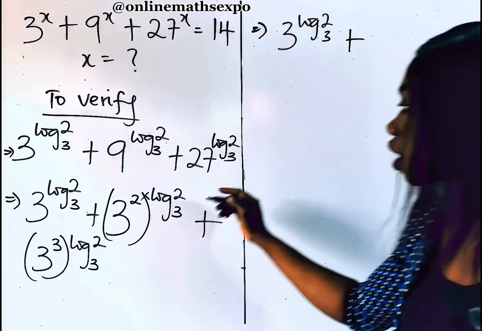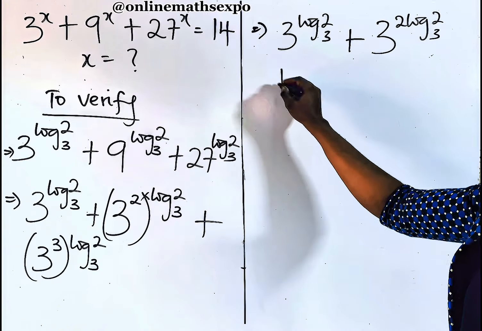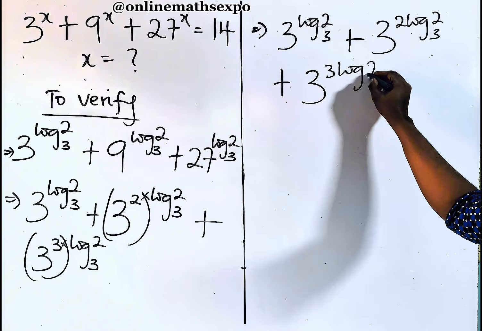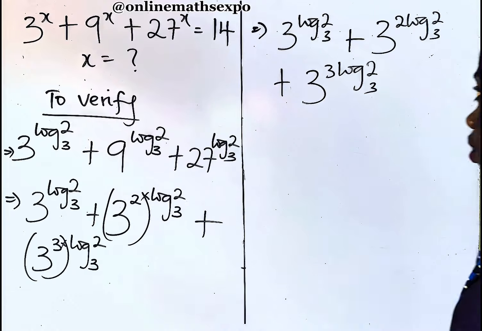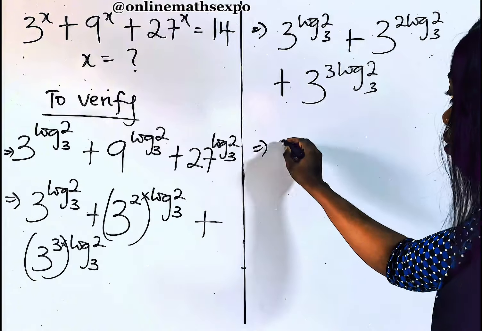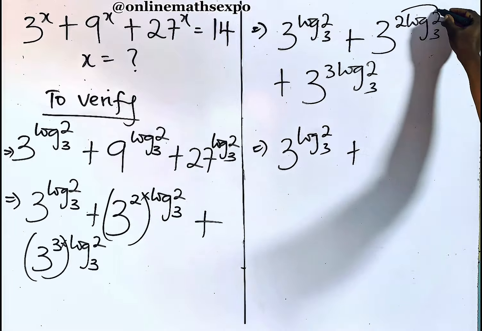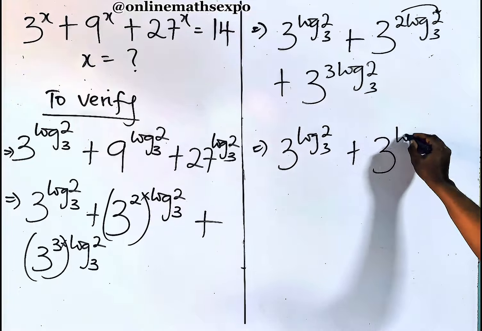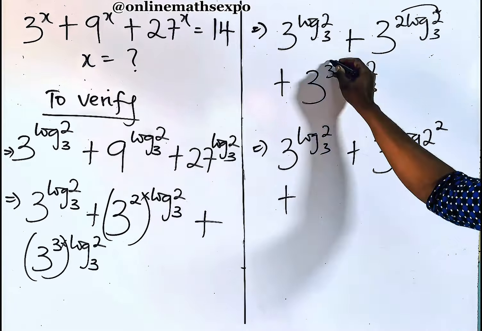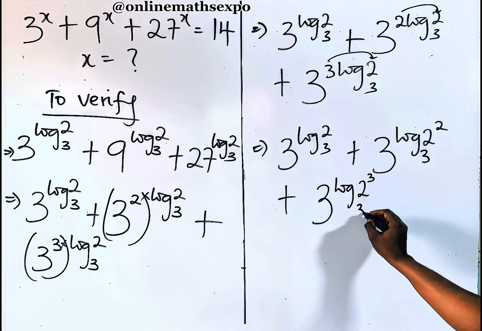Keep simplifying. So we now have 3 to the power of log of 2 base 3 plus, remember we said these powers will multiply. So it gives you 3 to the power of 2 log 2 base 3 plus, multiply this, we have 3 to the power of 3 log 2 base 3. Now, remember what we stated, this coefficient is the power of the log. So we have 3 to the power of log of 2 to the power of 2 base 3 plus 3 to the power of log of 2 to the power of 3 base 3.